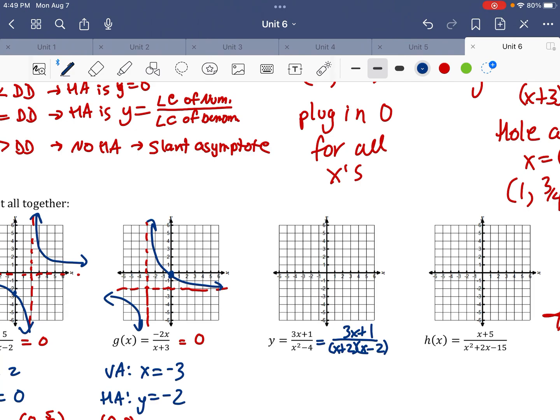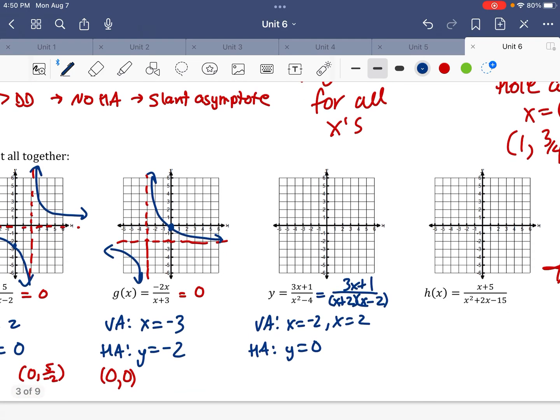Okay, so I have two numbers that the bottom would become 0 at. So I have two vertical asymptotes. One of them is at -2 and one of them is at +2. My horizontal asymptote, the numerator on the top is 1, and the numerator on the bottom is 2. So y equals 0 is my horizontal asymptote.